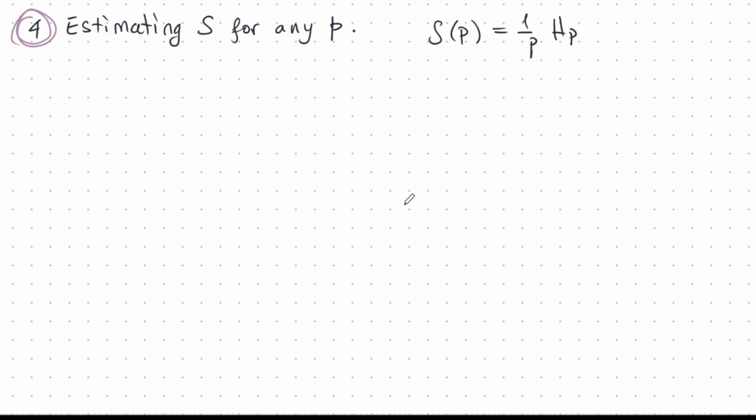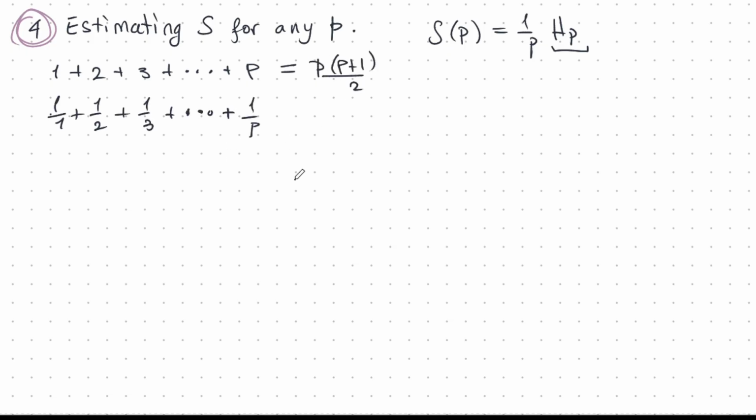We showed that S of P is 1 over P times the harmonic number HP. And this boils down to the difficulty of computing harmonic numbers. If they're easy to compute, then S is easy to compute. Turns out they're not that easy to compute. You may think they are. For example, this kind of sum is just a triangular number, P plus 1 over 2. That's easy. And so you might think, well, these harmonic numbers are pretty easy too. But it turns out that there's no really easy way to compute them.